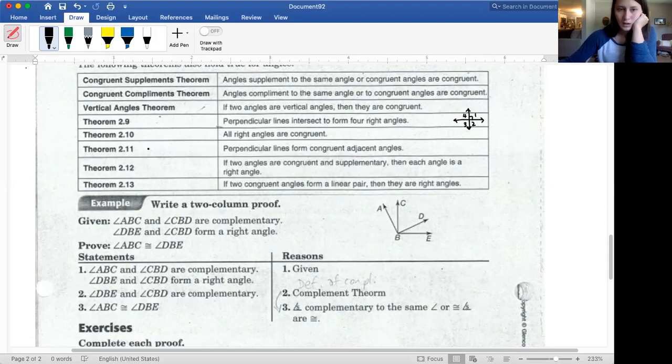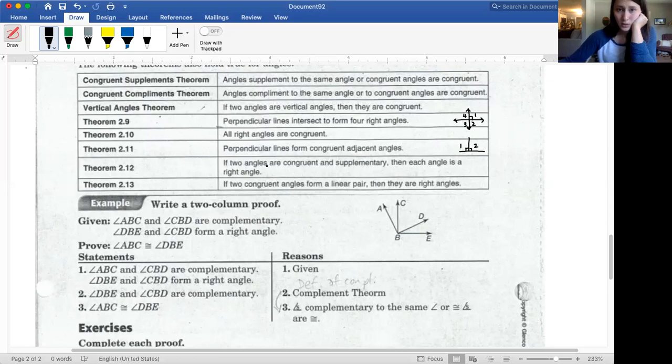2.11 says perpendicular lines form congruent adjacent angles. So if I have two perpendicular lines, they form congruent adjacent angles, meaning angle 1 and angle 2 are adjacent, they're side by side, and they're both the same measure, which is 90 degrees, right?